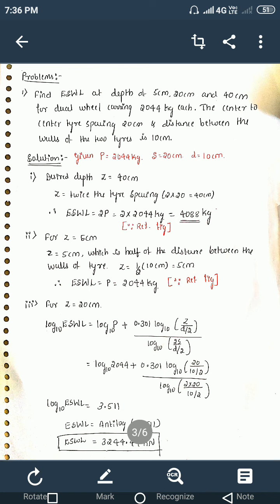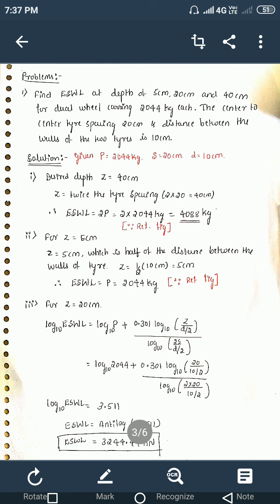So you are having the P, S and D values. You need to find out what is the ESWL value at the different depths: 5 centimeter, 20 centimeter and 40 centimeter. You can observe here Z equal to 40 centimeter is nothing but twice the tire spacing. The tire spacing S is 20 here and Z is 40.